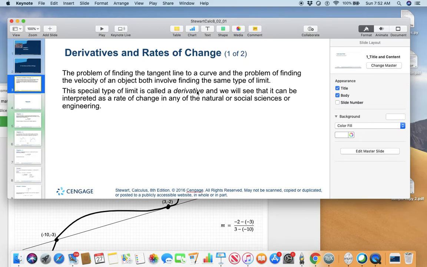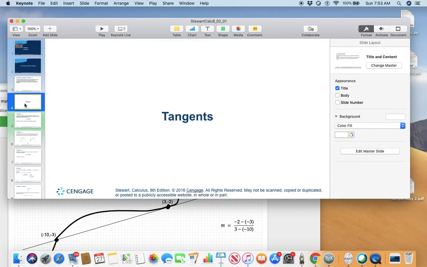Okay, tangent line to a curve at a point. The notion is the same as that of the velocity. That special limit is called the derivative, and we will see that it can be interpreted as a rate of change in any of the natural or social sciences. So the derivative has to be thought of as a rate of change. Essentially it's the limit that you are going to find. You will see in a few minutes what that means.